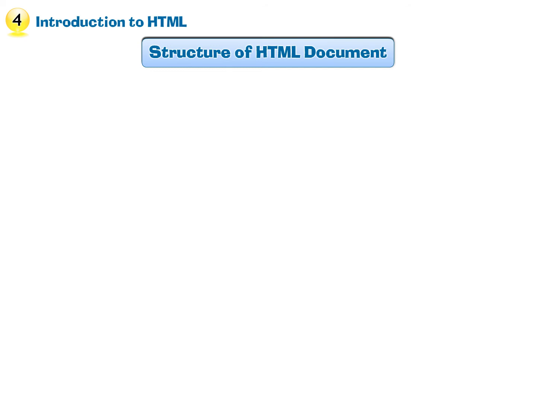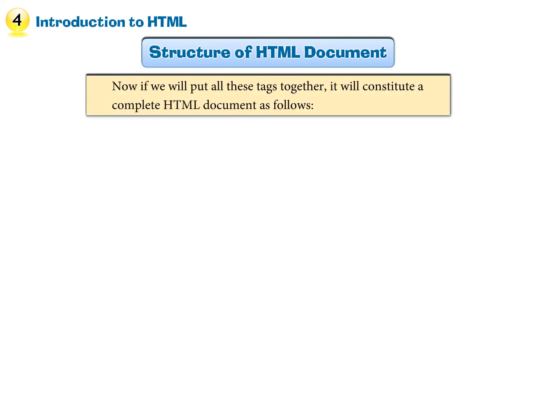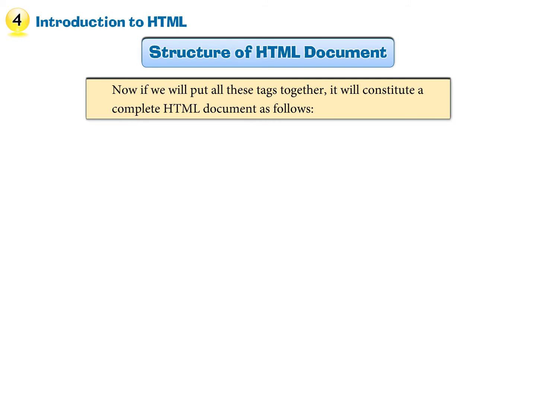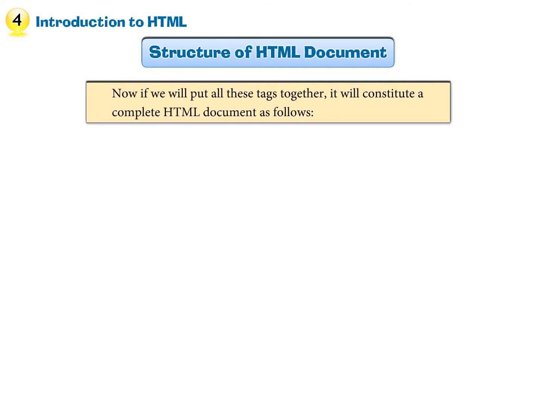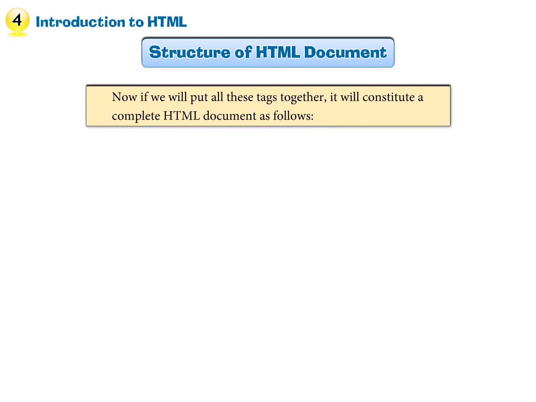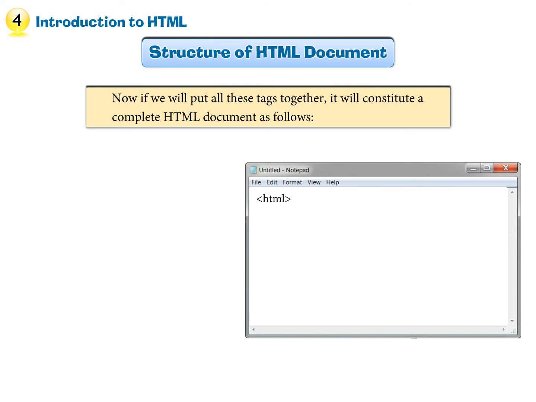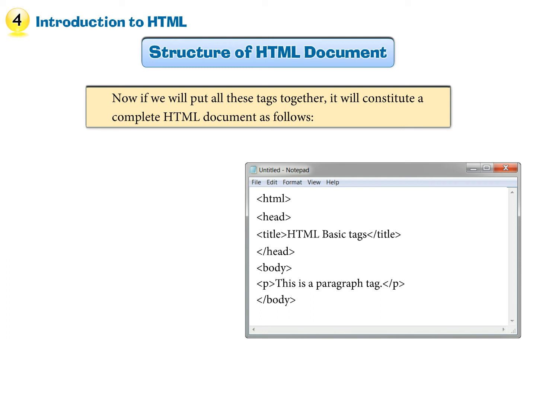Structure of an HTML document. Now if we put all these tags together, it will constitute a complete HTML document as follows. <html>, <head>, <title>, HTML basic tags, </title>, </head>, <body>, <p>, this is a paragraph tag, </p>, </body>, </html>.